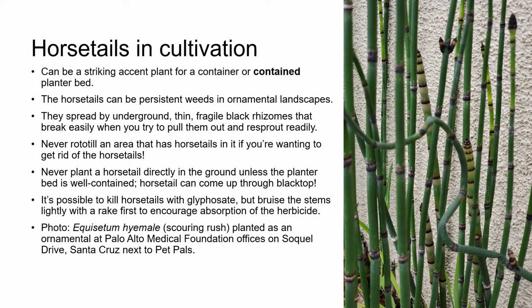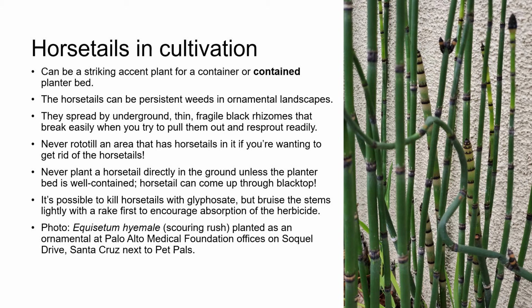Scouring rush can be a striking accent plant for a container or a well-contained planter bed, but they can be awful persistent weeds in the ground in ornamental landscapes. They spread by underground, thin, fragile black rhizomes that break really easily when you try to pull them out, and they resprout really easily. Never ever rototill an area that has horsetails in it if you're wanting to get rid of them. The rototiller will just break up the rhizomes into small pieces and they'll all resprout. And never plant a horsetail directly in the ground unless the planter bed is really well contained. Horsetail can even come up through blacktop.